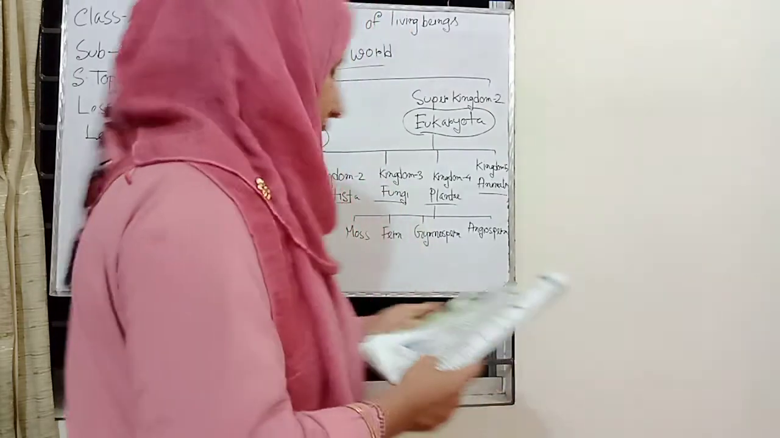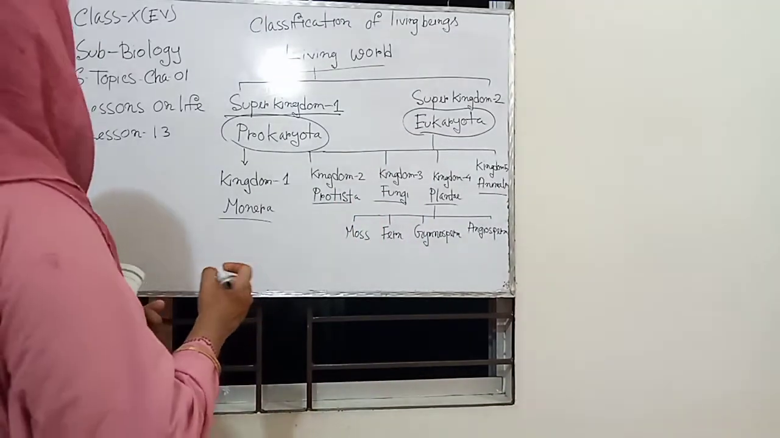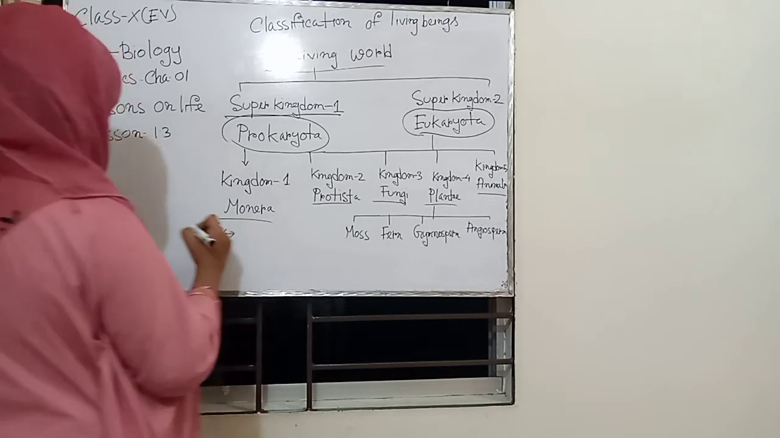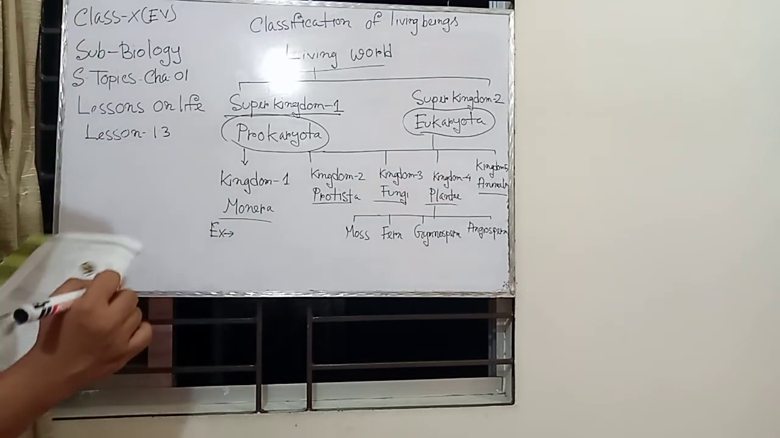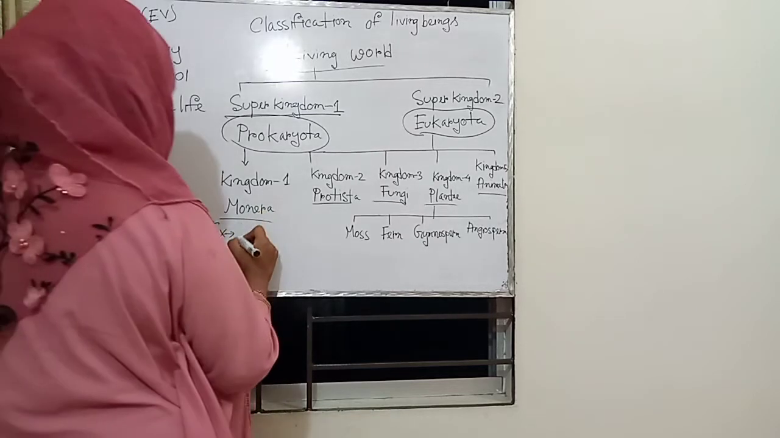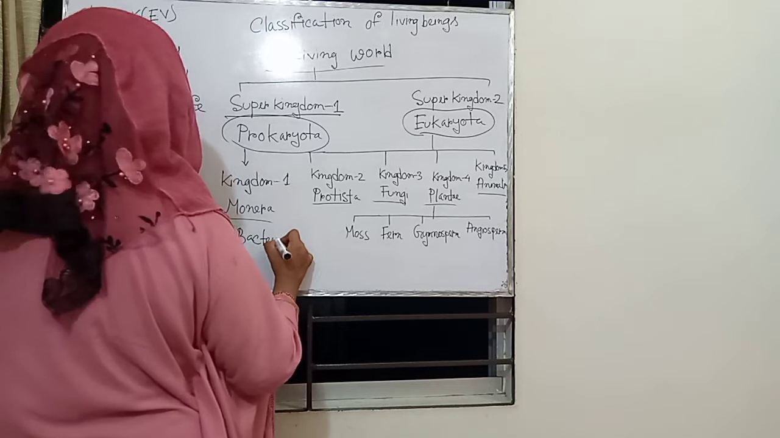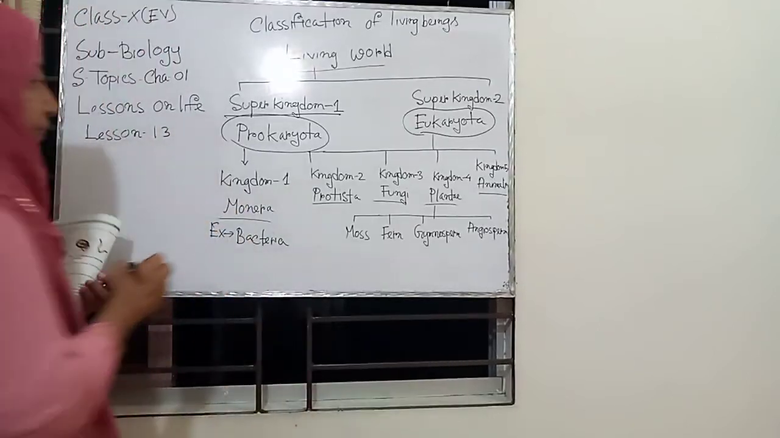Examples of Kingdom Monera: the first category is the bacteria. I just write this, bacteria. The second is the blue-green algae, also a prokaryotic cell.